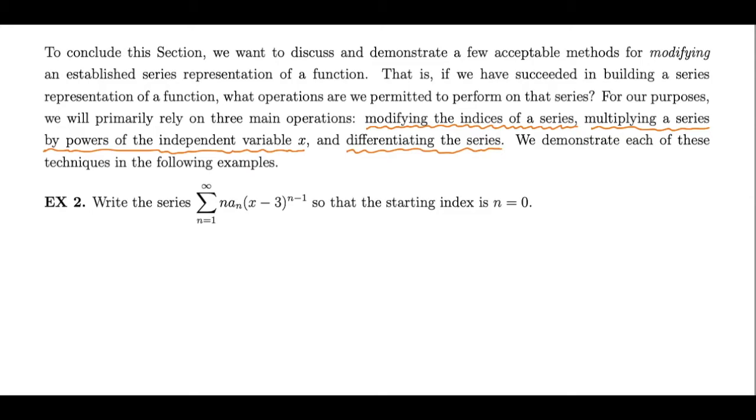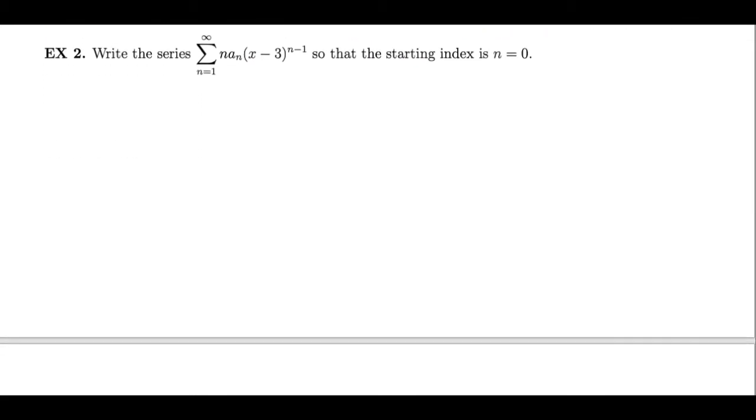These modification techniques are demonstrated in the next couple of examples. So for example, here in example 2, we're simply asked to take this given series and rewrite it so that the starting index is n equals 0. First, this isn't really a necessary step, but just to clarify what's going on with this series, I'd like to write out the first several terms of this series.